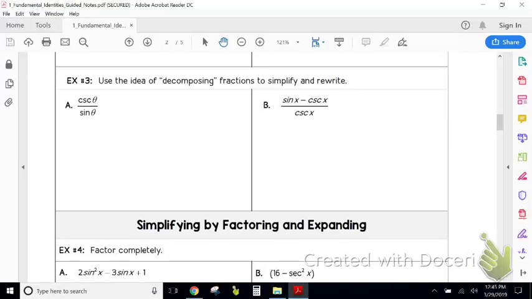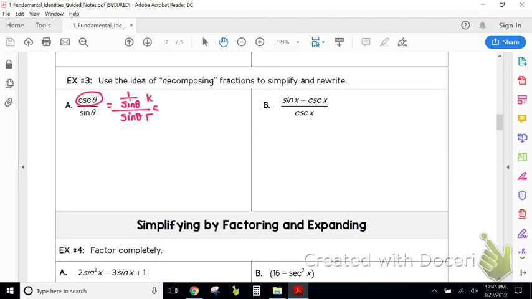All right, so on A, what can I do here? Cosecant is 1 over sine. So we have 1 over sine of theta, and then it's over sine of theta? Yep. Well, what are we going to do? Well, you cross them out, huh? You can't cross them out because you got a fraction within a fraction, but what can we do? Keep it, change it, flip it.